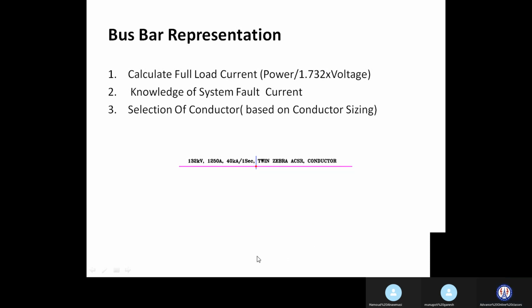Okay. Now, so these are the details we are representing for any bus. So wherever you are preparing the single line diagram, first you draw the bus and then you represent the details of all these buses.